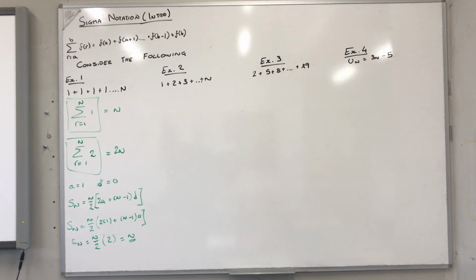Okay? So if we look at the next example, 1 plus 2 plus 3 plus all the way up to n, hopefully we can see that that is just an arithmetic sequence, and so we need to consider what that's actually going to look like in general. Okay?